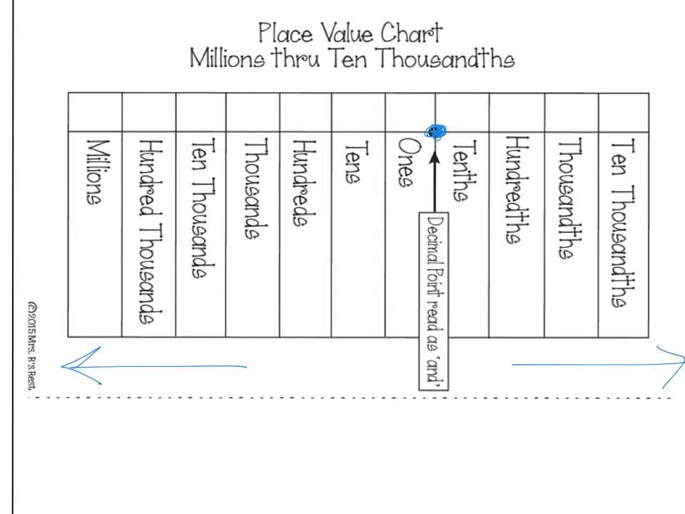Okay? Decimal point is read as "and." So for example, if I had the number 2.3, I would read that as 2 and 3/10. Okay? So these are the different places that you have. Decimal point reads as "and." That separates our whole numbers, which are to the left, from our parts of numbers, which are to the right.